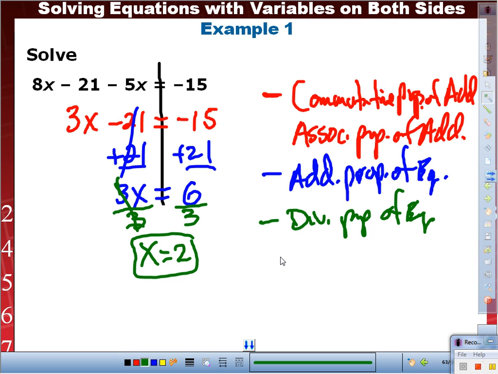Of addition, because we have, you see how we combine stuff? We can only have either addition or multiplication. That's what we've done before.